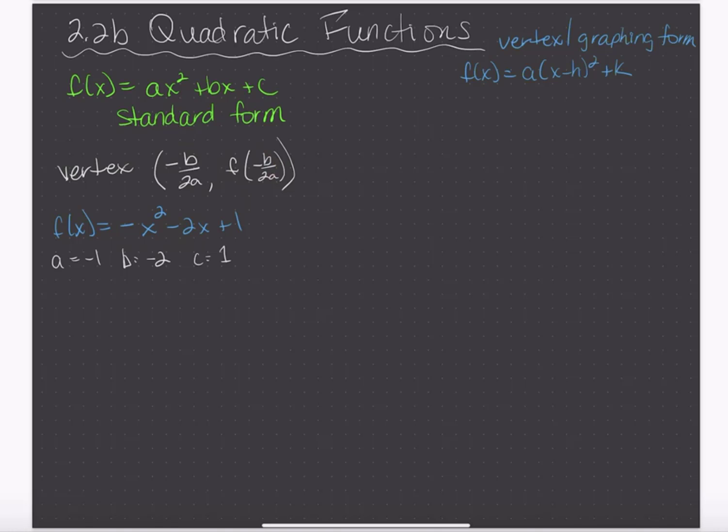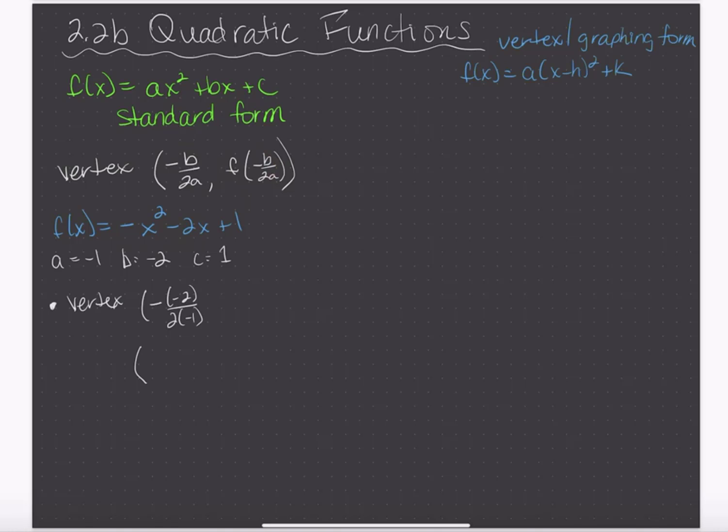So we're just going to go through all of the different little steps, same thing that we did in 2.2a. So the first one is finding the vertex. So to find the vertex, we have our little formula up there. So negative b over 2a. So negative b, our b is negative 2, all over 2 times a, which is negative 1. Right. So we're just going to work on simplifying that, right?